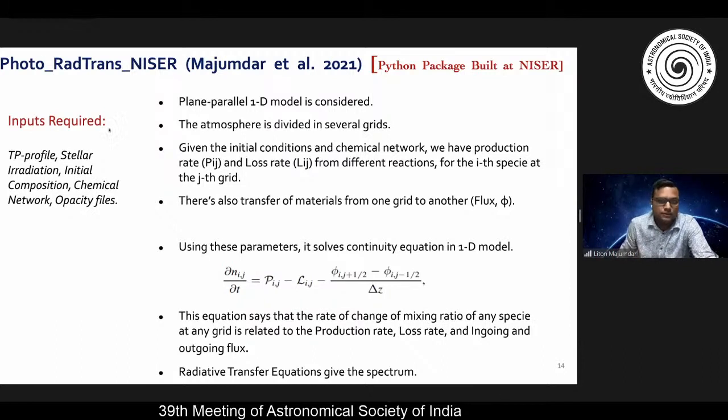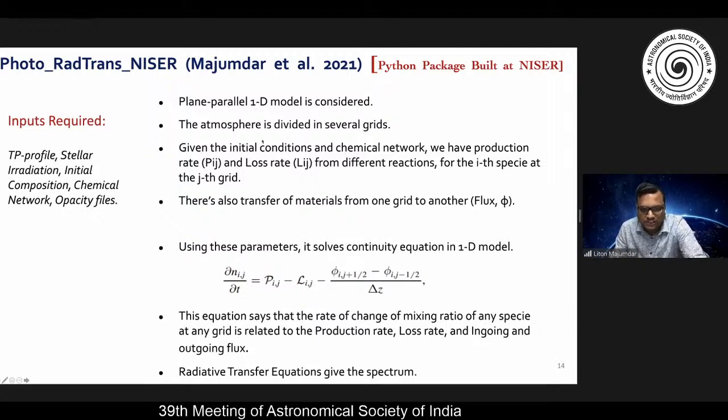For that, as I mentioned, we recently developed a 1D photochemistry and radiative transfer model called photoreference NICER, which has the following ingredients. It is a plane-parallel 1D model, and the atmosphere is divided into several grids. To run the model, we need initial conditions and a chemical network, which is mostly the combustion chemistry or atmospheric chemistry network. We know the production rate and loss rate of different reactions for any species we considered in the model. We also have the transfer of materials from one grid to another.